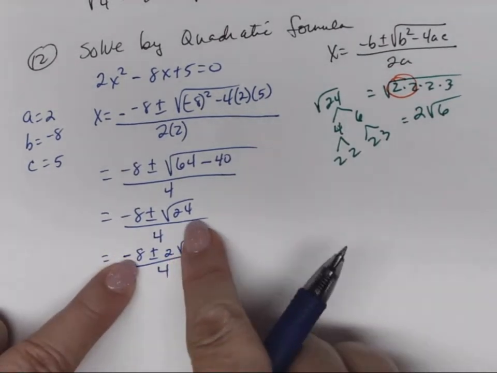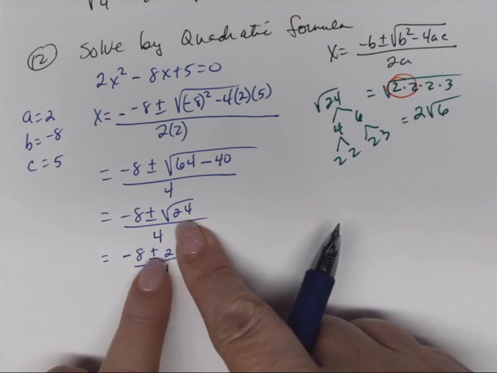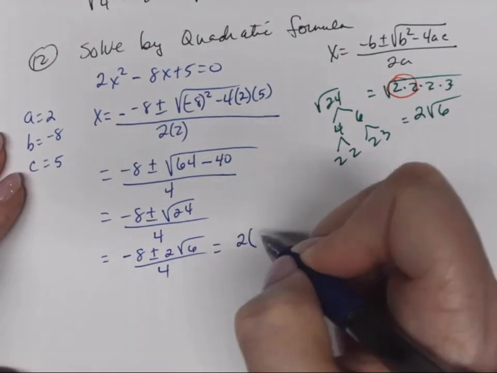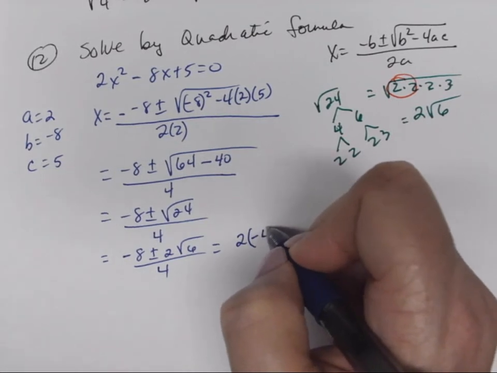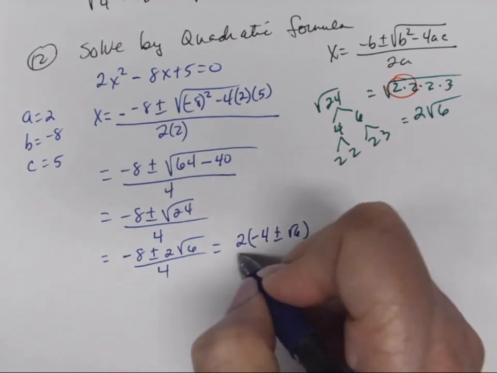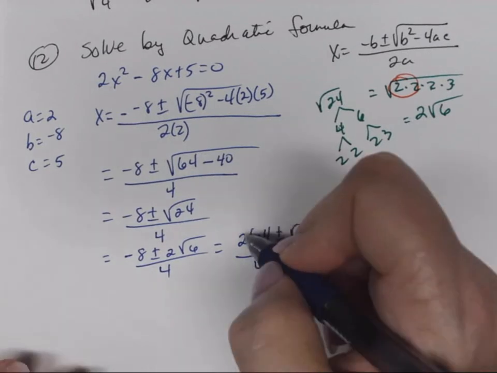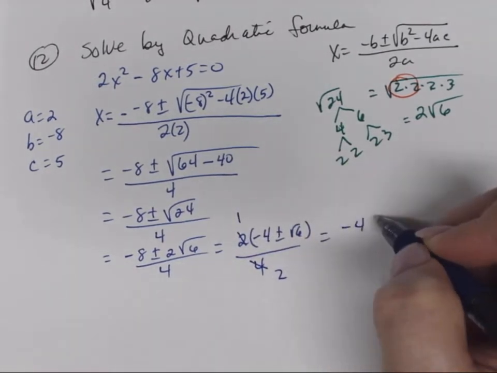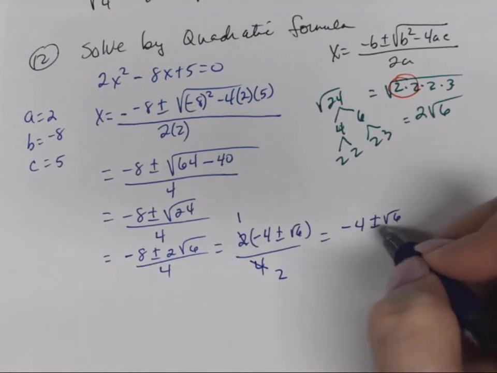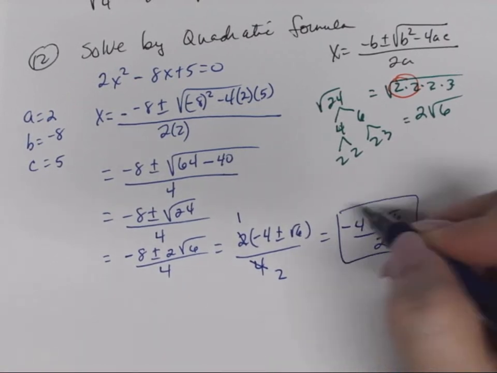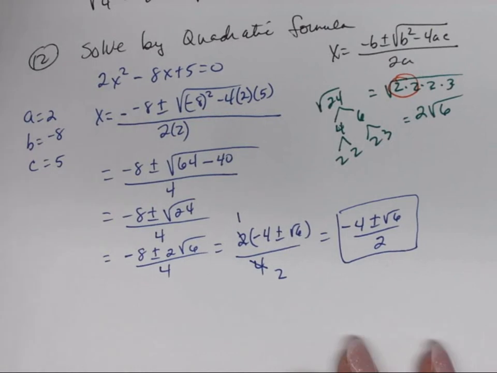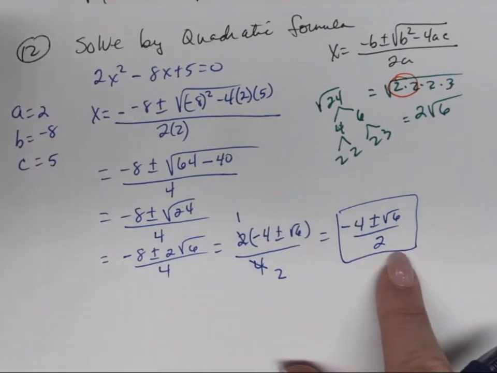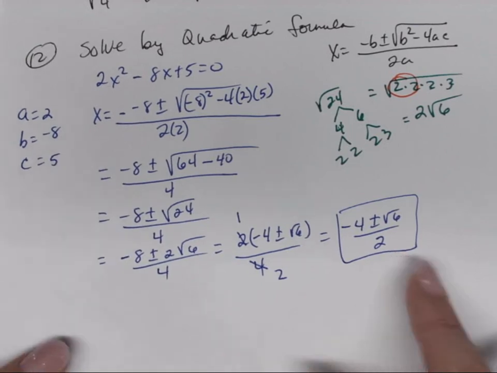Now they all, not the square root, you can't touch that one, but 8, 2, and 4 I'll divide by 2. So I'll factor out a 2 at the top and get negative 4 plus or minus the square root of 6 all over 4. 2 goes into 2 once, it goes into 4 twice. So we get negative 4 plus or minus the square root of 6 all over 2. And that would be your final answer. Now, there's 3 types of answers you can get with the quadratic formula. This is the first one. Let's go look at the next one.